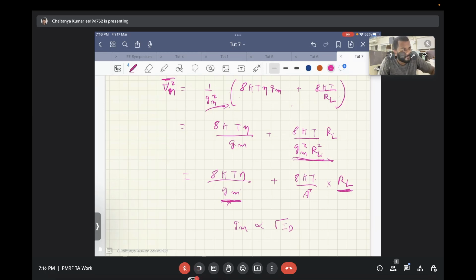Is this clear? Yes, sir. Sir, means we have to scale this value. It means for power and for noise, we have to scale the values, right? Yeah. So if you want low power, you will have to pay the penalty in terms of noise. If you want to have low noise, you will have to burn more power.